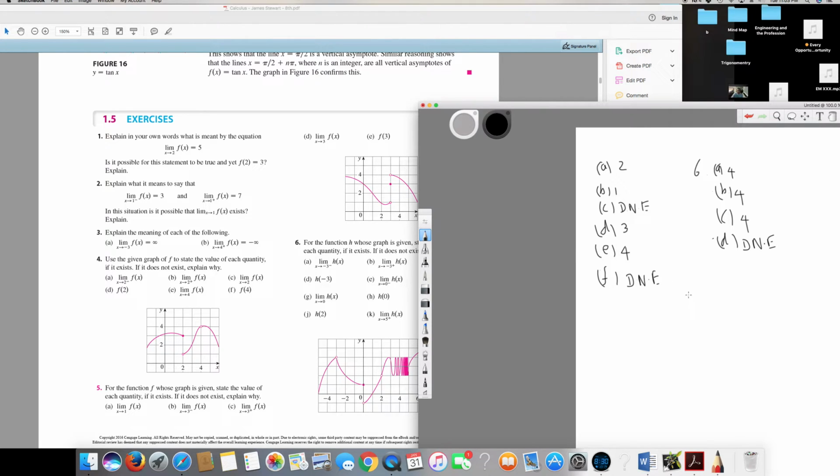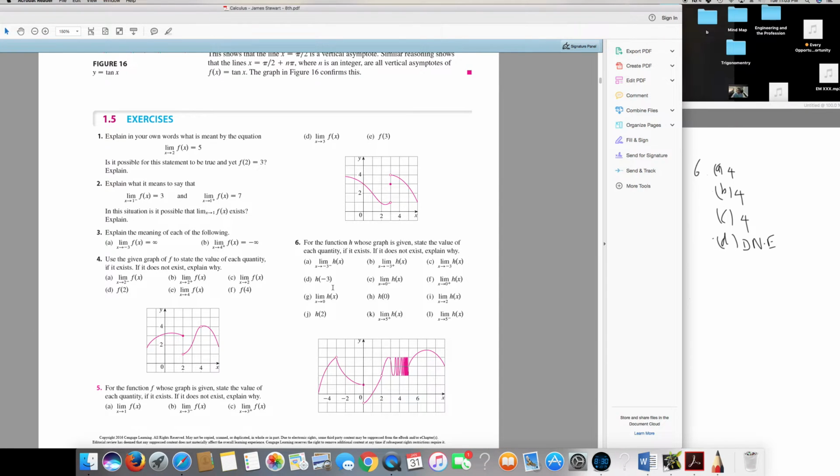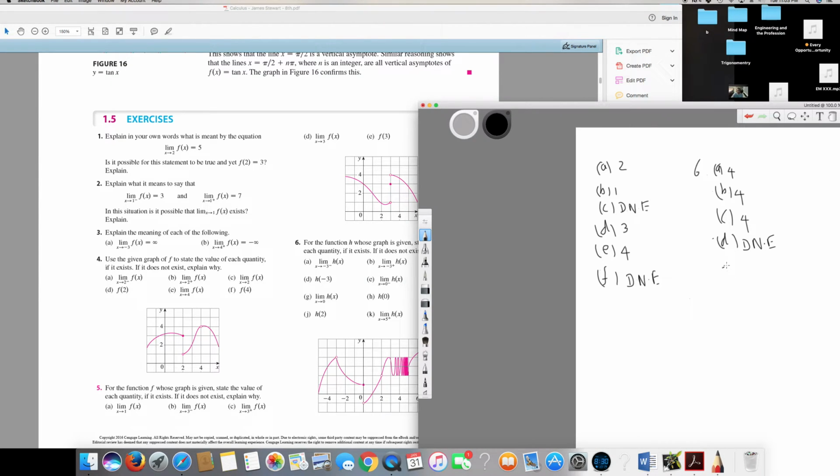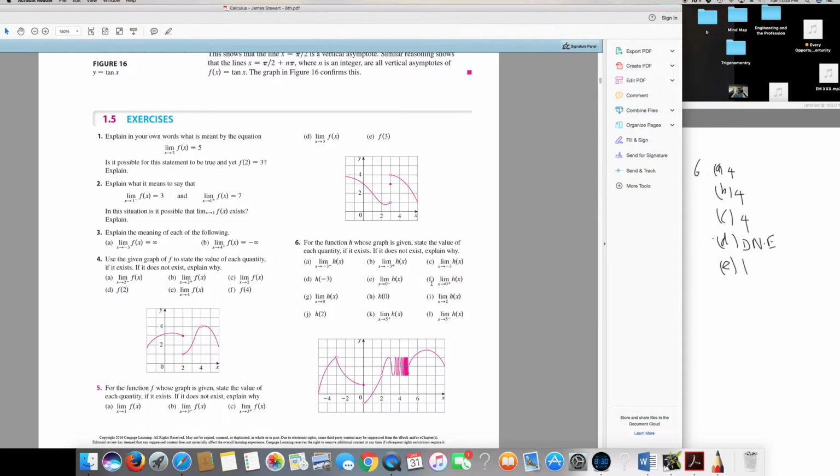And the next one is asking the limit of h of x as x approaches 0 from the left-hand side. When I approach 0 from the left on this graph, it's going to be 1. So e is 1. And the next question is the limit of h of x as x approaches 0 from the right-hand side. When it approaches 0 from the right-hand side, it is negative 1.